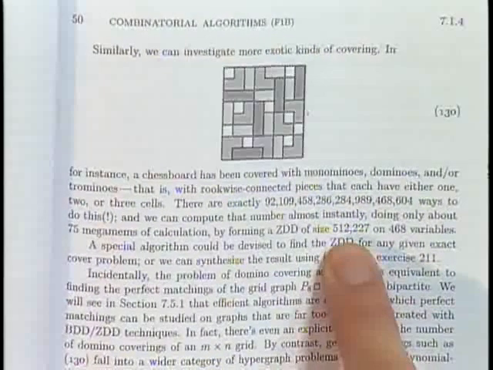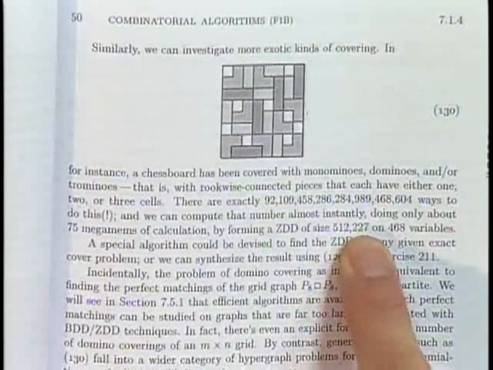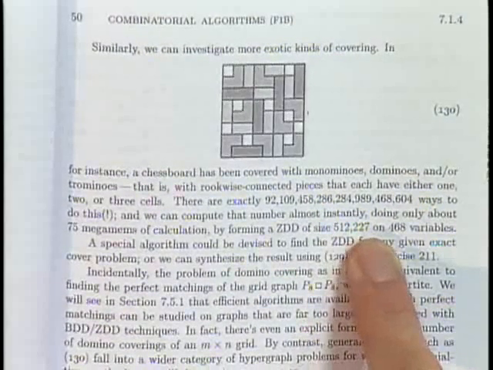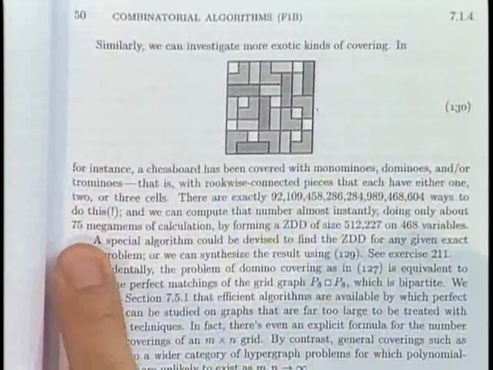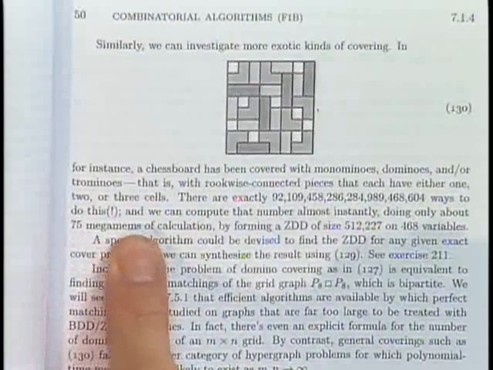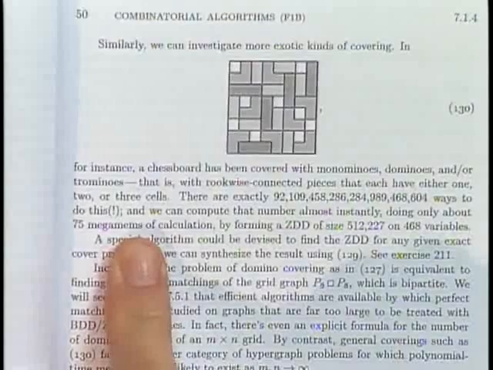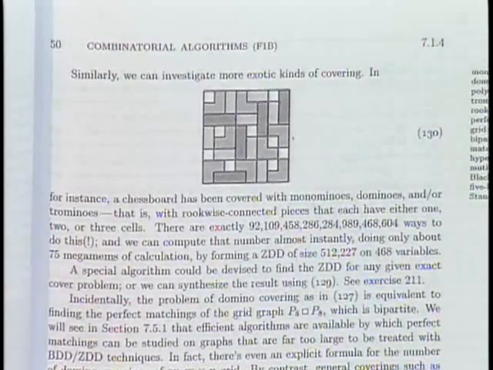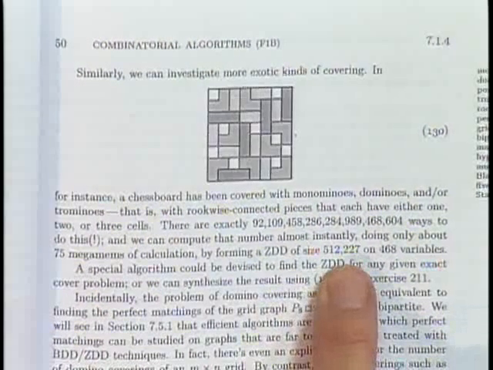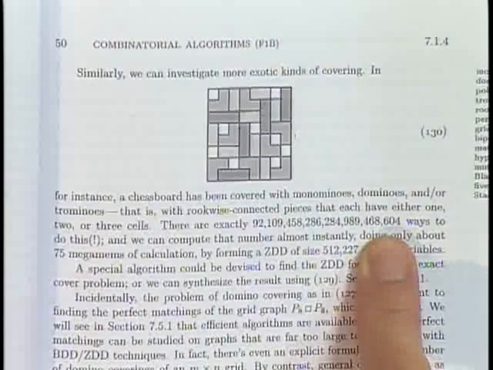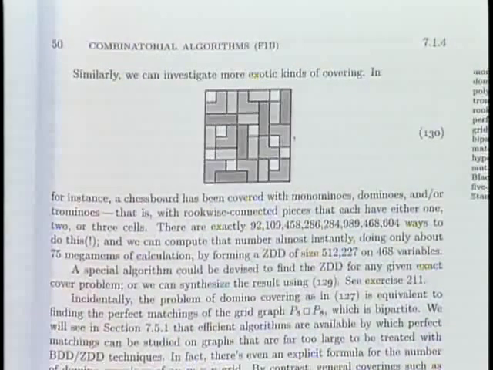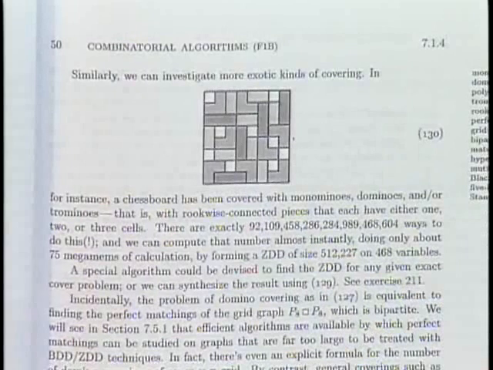The ZDD turns out to have 512,000 nodes to it, and it doesn't take very long. The calculation here, I said, takes 75 megamems. I measure all the running times in my book by memory accesses, because this is something that stays the same even though computers keep changing according to Moore's law. So 75 million times that I loaded or stored from memory, and I calculated the number of ways to do this covering. Now that's one kind of application, one cool application of ZDD.